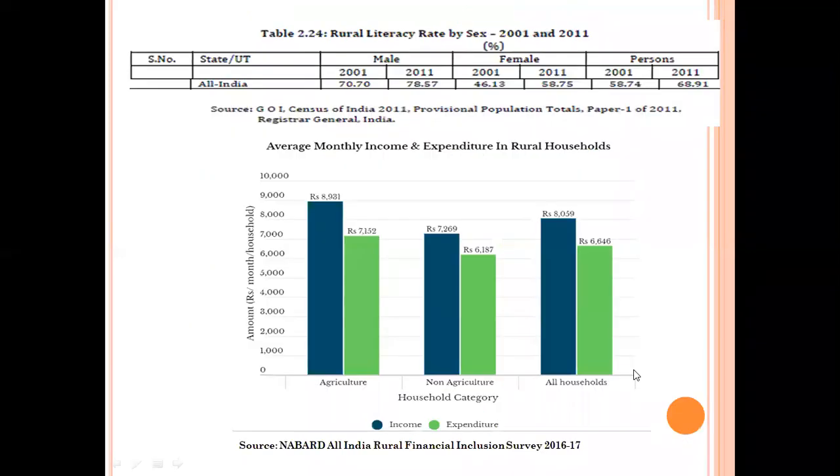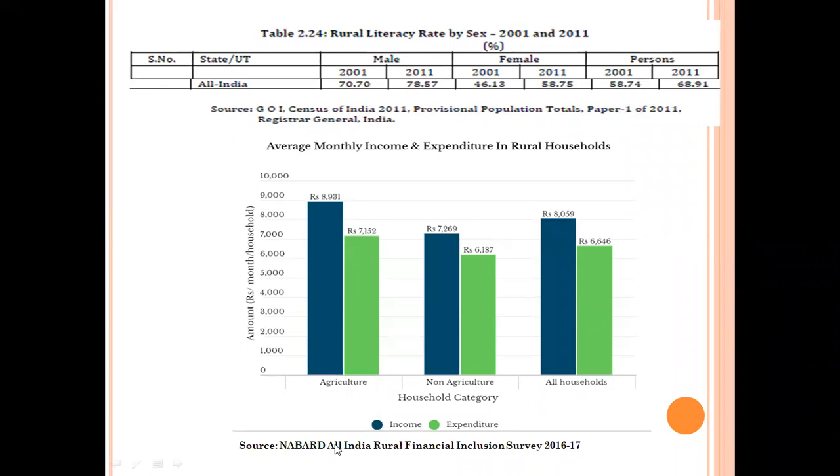And their literacy also, you see, in comparison of 2001 and 2011, male versus female. In 2001 total literacy in rural areas was 58.74%, it increased to 68.91%. And obviously if your literacy is increasing, it will show its effect on expenditure also, income also.